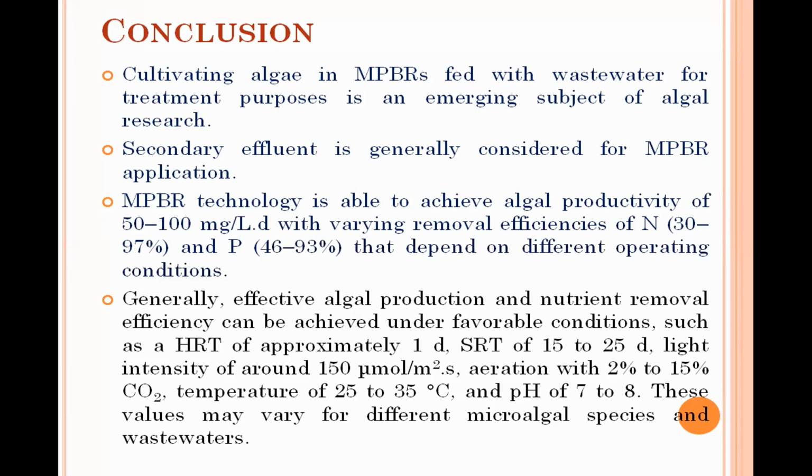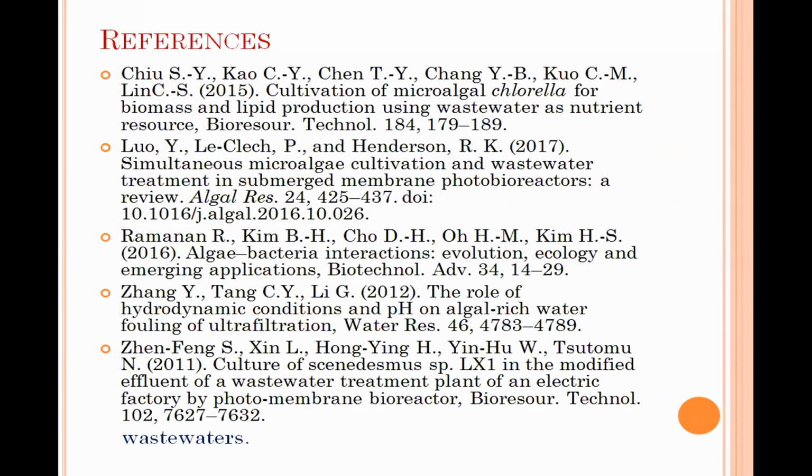Generally, effective algal production and nutrient removal efficiency can be achieved under favorable conditions, such as a hydraulic retention time of approximately 1 day, solid retention time of 15 to 25 days, light intensity of around 150 micromole photons per meter square second, aeration with 2% to 15% carbon dioxide, temperature of 25 to 35 degrees centigrade, and pH of 7 to 8. These values may vary for different microalgal species and wastewater characteristics.